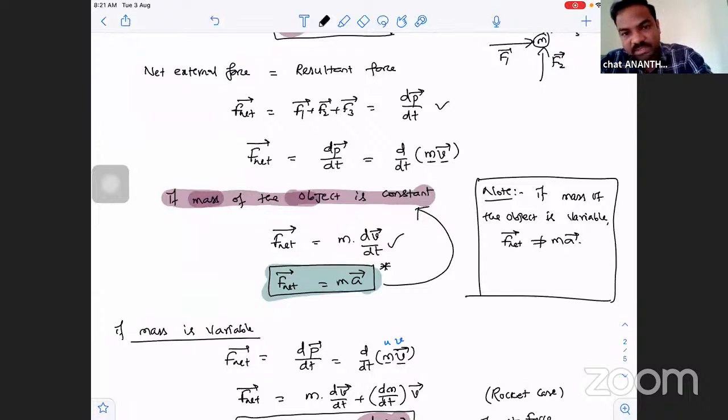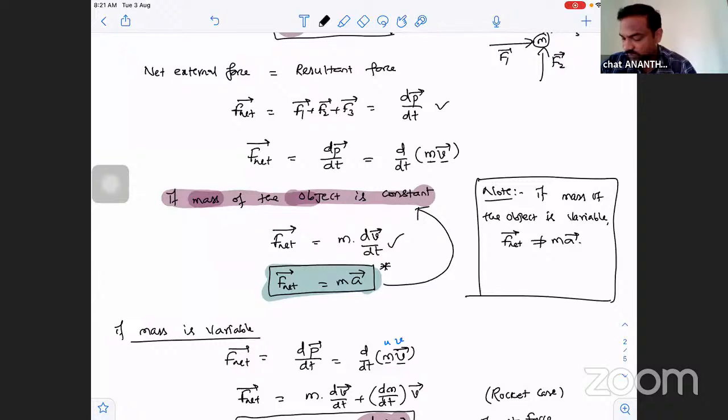If m is variable, if mass is also variable, then you write m into v bar, where m is variable and v bar is variable. Then use the u into v method in the derivative: u into dv bar by dt plus du by dt into v. That is m into dv bar by dt plus dm by dt into v bar. Here m is constant, so I have taken it out. We discussed derivatives and did so many questions in kinematics.